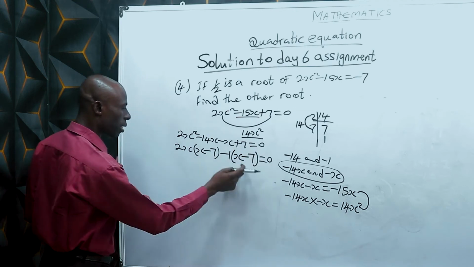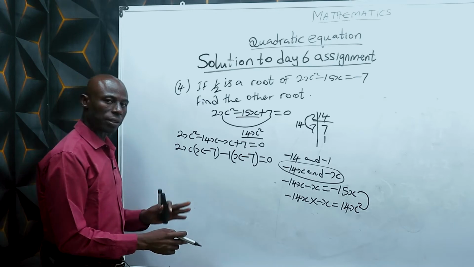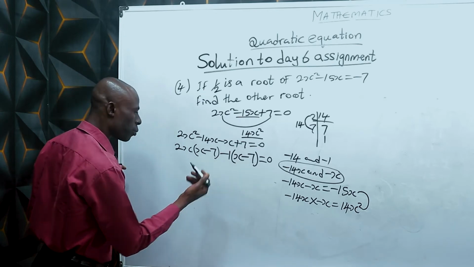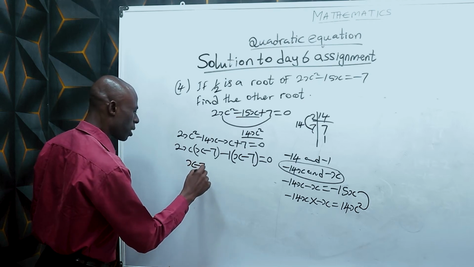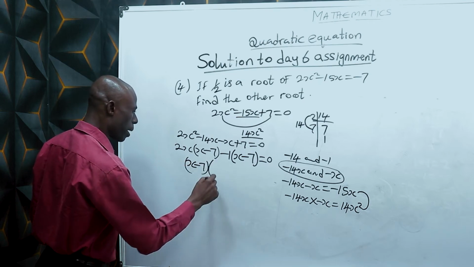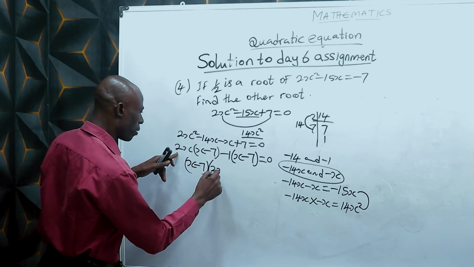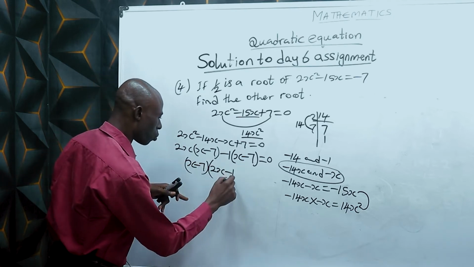Check the inside of the two brackets. You can see they harmonize. They are in harmony. There is harmony. So, bring x minus 7 out. Here, you have 2x left. Bring it out here, you have minus 1 left.